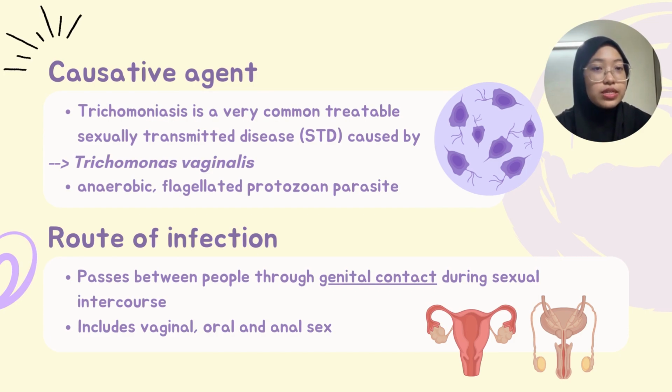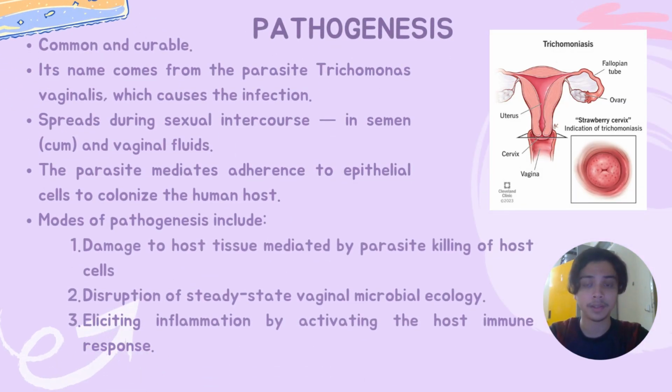Next, I'll be talking about a disease called trichomoniasis. Trichomoniasis is a very common and treatable sexually transmitted disease which is caused by the infection of a protozoa called Trichomonas vaginalis. Trichomonas vaginalis is an anaerobic, flagellated protozoan parasite. For its route of infection, this protozoa passes between people through genital contact during sexual intercourse. So this includes vaginal, oral, and anal sex. So this disease can pass from a woman to a man, a man to a woman, or even between the same genders.